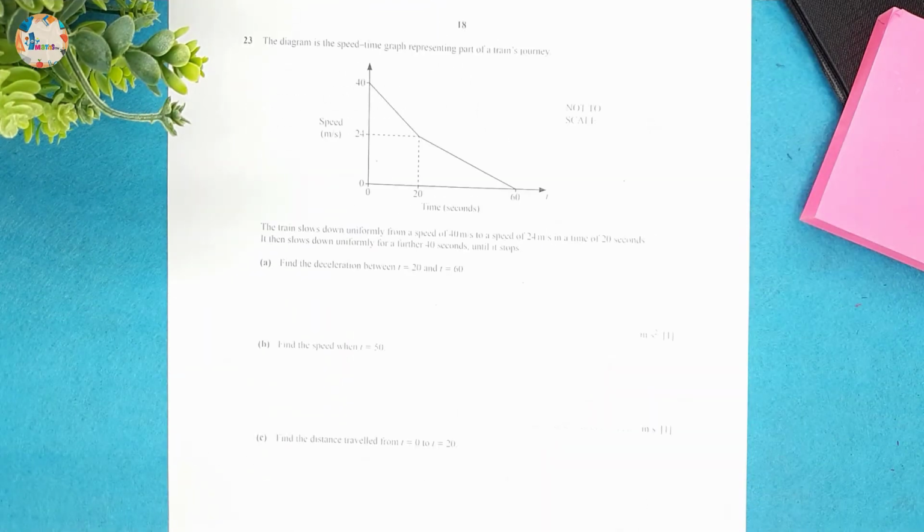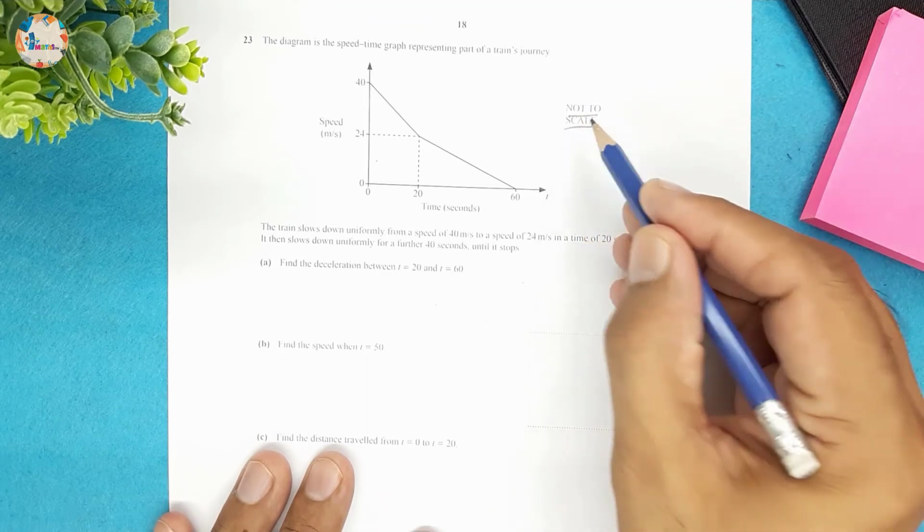Then question number 23 is a travel graph. The diagram is the speed time graph representing part of a train's journey. The diagram is not to scale.